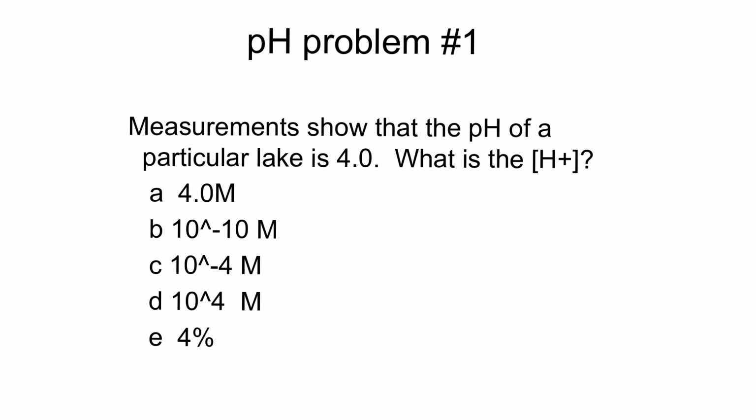Measurements show that the pH of a particular lake is 4. What is the hydrogen ion concentration? And so the hydrogen ion concentration at a pH of 4 is going to be 1 times 10 to the minus 4 molarity. And so the correct answer here would be C.